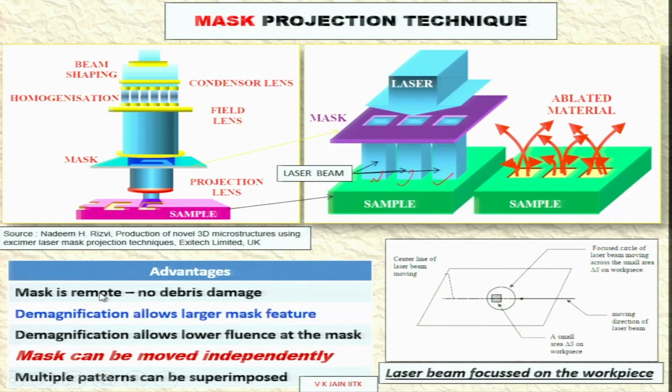So the advantages are: mask is remote, no debris damage, demagnification allows larger mask features, demagnification allows lower fluence at the mask, and the mask can be moved independently so that you can create different types of features on the sample.